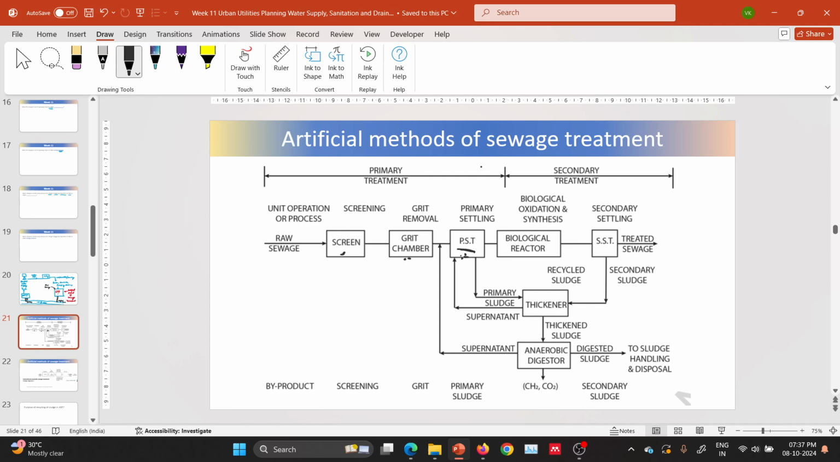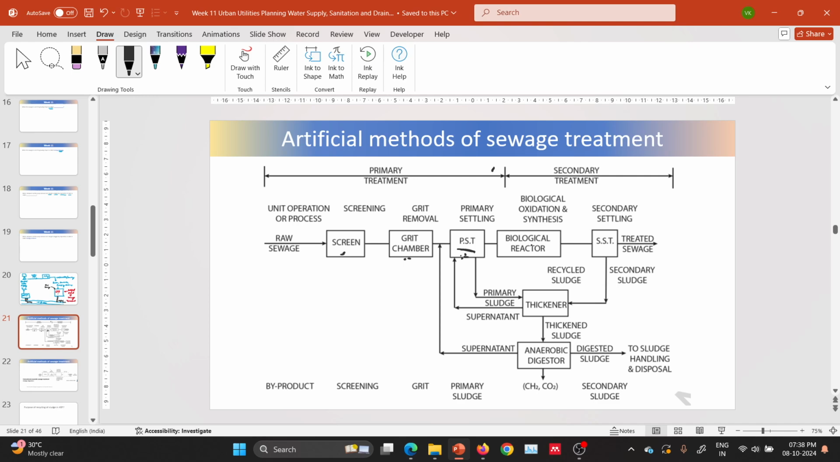So till this extent, we have removed suspended solids, and in the sewage, majorly organic solids are present. The organic solids which are in dissolved and colloidal form can be removed or oxidized using biological processes. So that's why we provide biological reactors for removal of biodegradable organic matter.